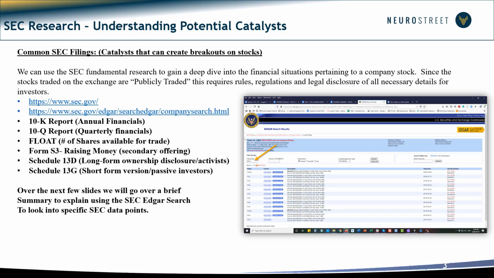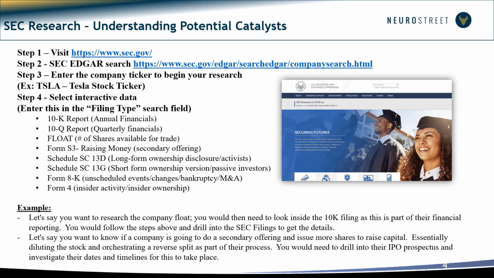And this is a more professional way of getting an understanding of where your money is being put as an investor. So what we're going to do is walk through 4 steps. I'm going to use Tesla for an example just because it's a well-known stock and everybody understands it, and you've probably heard of it before. And really the whole purpose is understanding potential catalysts.